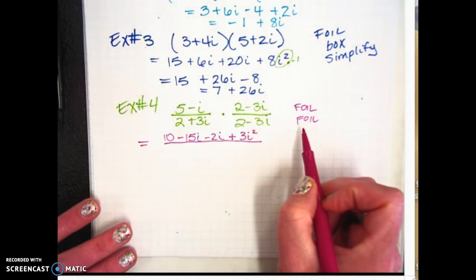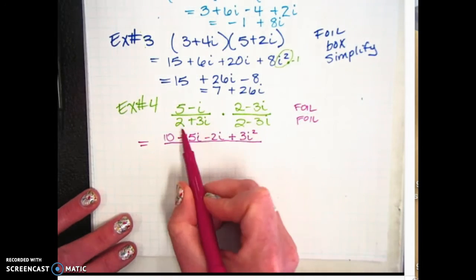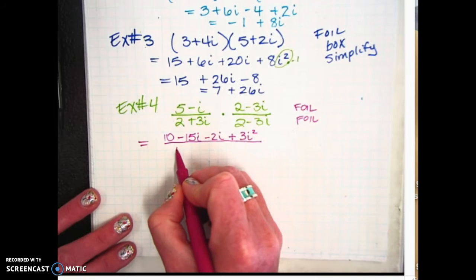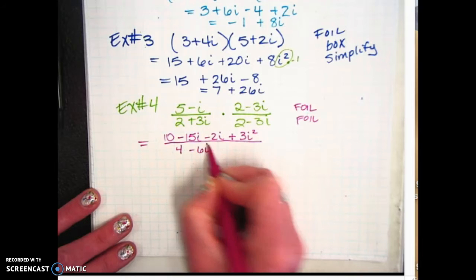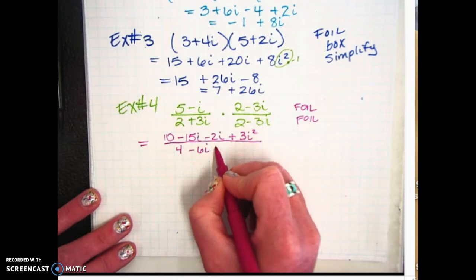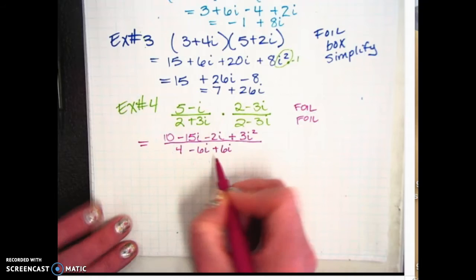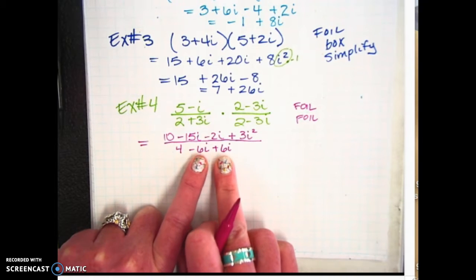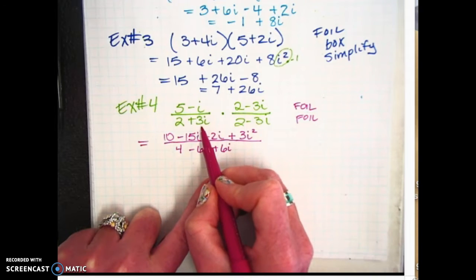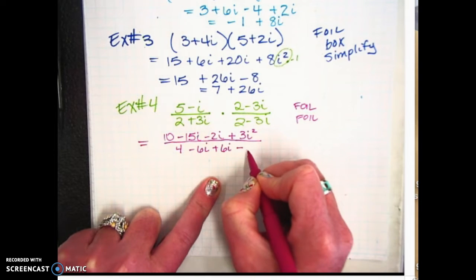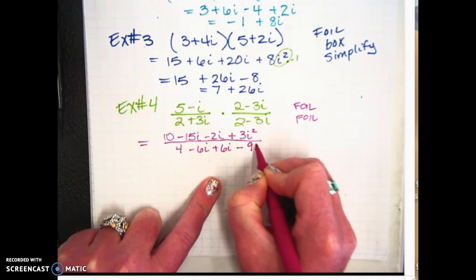Now let's FOIL that denominator, okay? So F is first. 2 times 2 is 4. Outside, 2 times -3i is -6i. Inside is going to be a positive 6i. That's supposed to happen on purpose. You should end up with opposites, okay? L is last, so positive 3i times -3i is -9i squared.